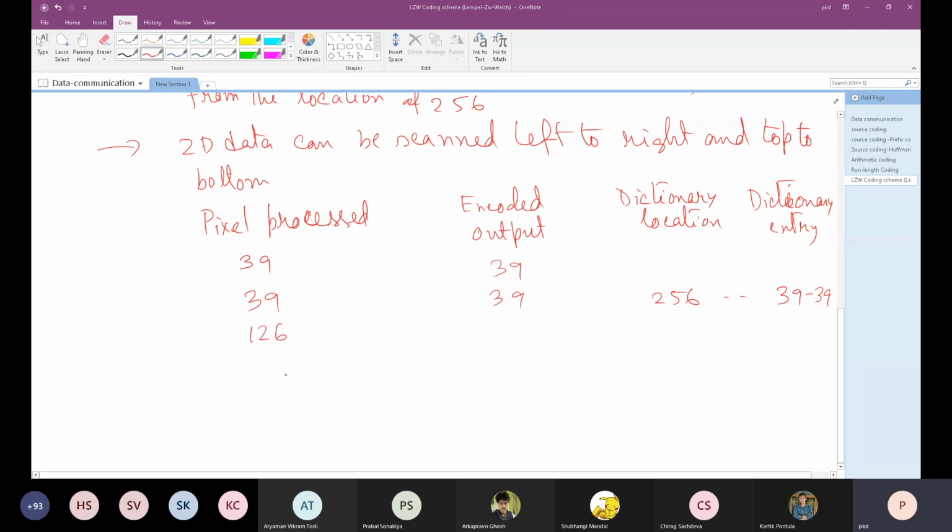So 126, no 126 is present. So 126 will be the encoded output, but we can form a new chain here with 39, 126 and code it with 257. Then we have 126, 126. So we can code 259, 126, 39.